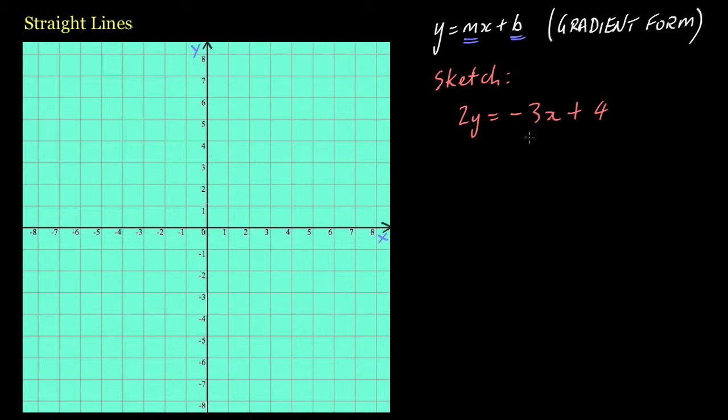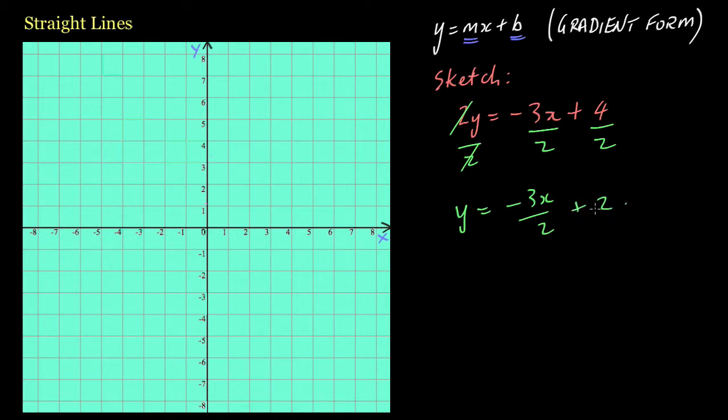Sketch 2y is equal to minus 3x plus 4. Well, we can see straight away we have a problem here. We don't have this gradient form of the line. We need 1y. So what I'm going to do is divide everything by 2. And what I end up with is y equals minus 3x over 2. And 4 divided by 2 gives us just 2.